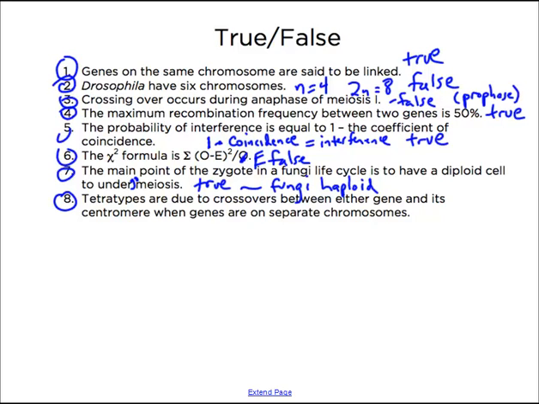And last, tetratypes are due to crossovers between either gene and its centromere when genes are on separate chromosomes. If you've been going along, you've seen a lot of problems that talk about this, or at least some. But the point is that normally when genes are on separate chromosomes in fungi, you wouldn't expect to get any tetratypes. You'd expect to get PDs and NPDs, and that's it. The only way to get a tetratype in that situation is exactly due to what it says here, a crossover between one of the genes and its respective centromere. So that's true.